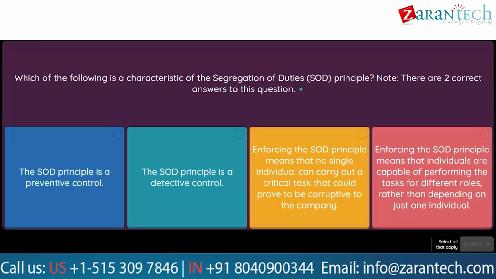Option 3, enforcing the SOD principle means that no single individual can carry out a critical task that could prove to be corruptive to the company. Option 4, enforcing the SOD principle means that individuals are capable of performing the tasks for different roles, rather than depending on just one individual.